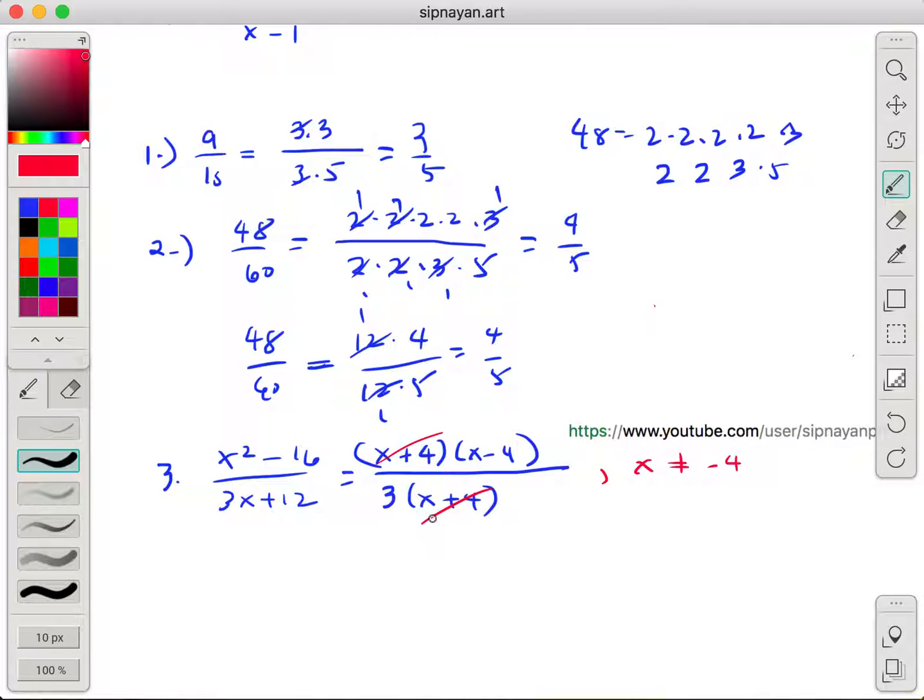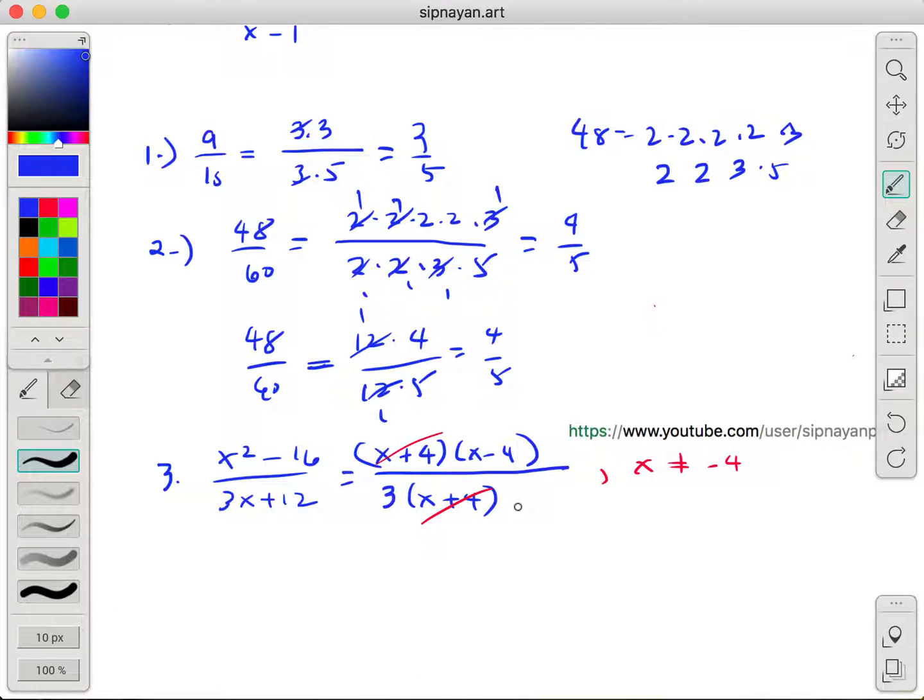Bakit hindi pwede? Bawal maging 0, no? Pwede lang tayo mag-cancel pag non-zero yung denominator natin. At pag ang x ay negative 4, plus 4 is 0. Ibig sabihin, cancellation will only work if x is not equal to negative 4. No? So, dapat naka-include ito. Although madalas, hindi ito natuturo kahit sa mga books. Madalas, may mga local books ako na nakikita na hindi yan nakalagay. Pero dapat meron yan. No?